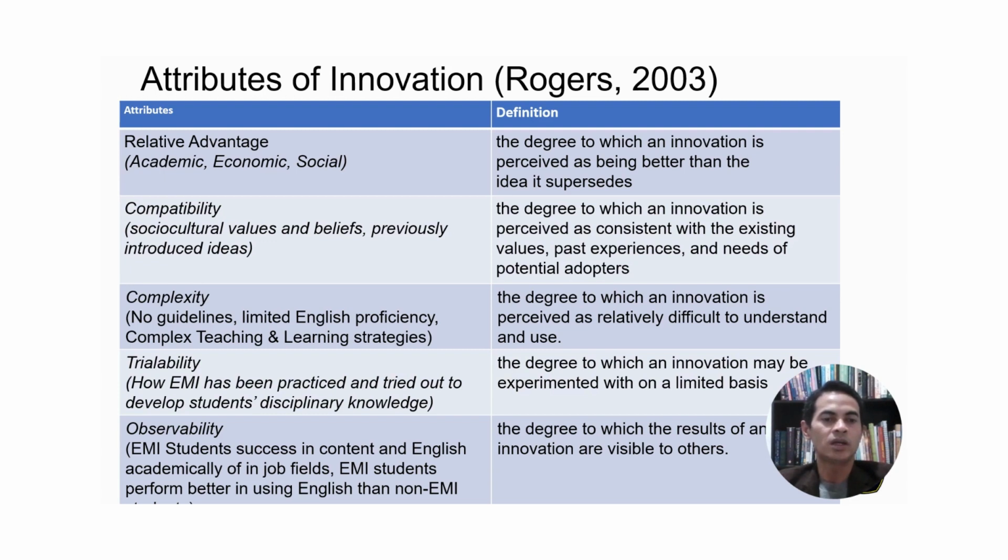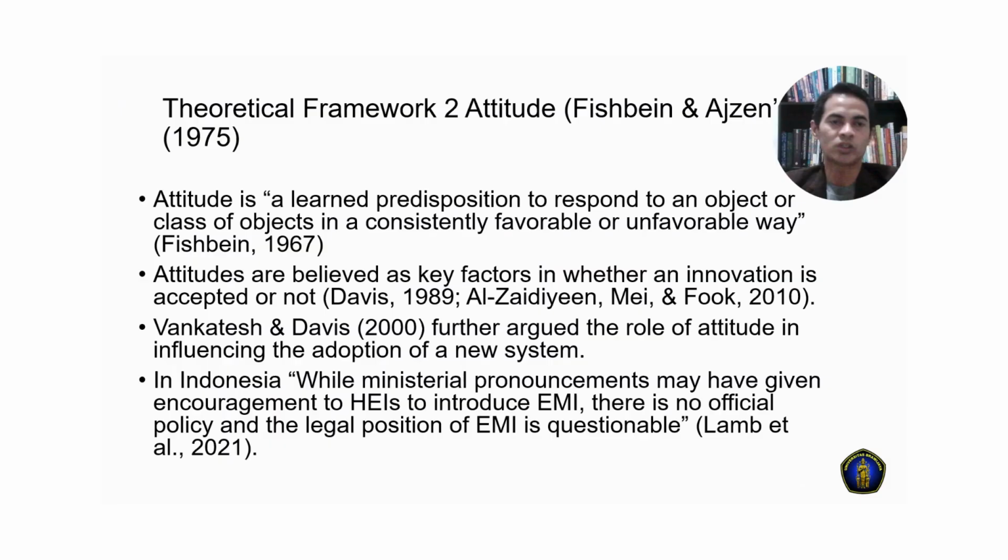So here it's the degree to which the results of an innovation, EMI, are visible to others. For example, in this case, how students taking EMI are successful in their job, for example, or how students taking EMI have better English proficiency than the non-EMI students.